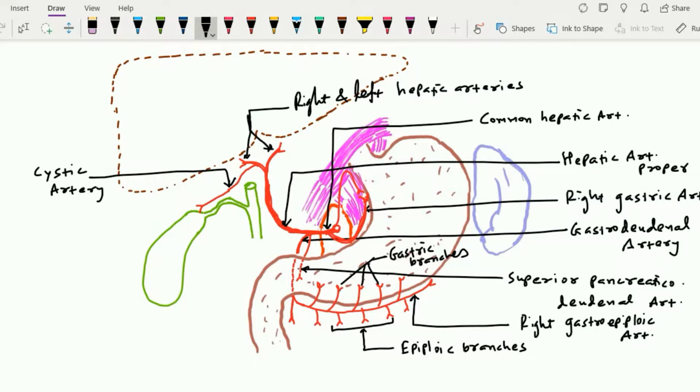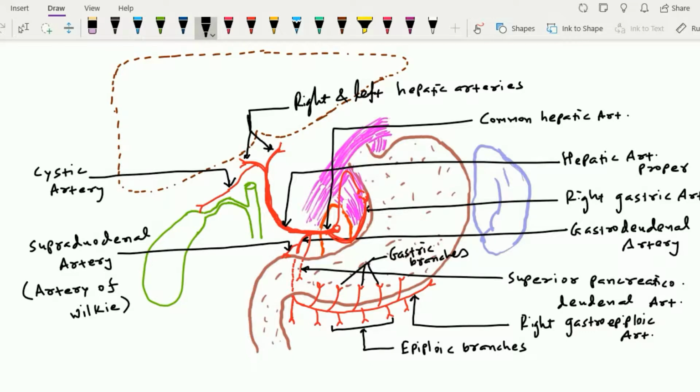This cystic artery has a variable course in different individuals, and it is surgically important. Sometimes this gastroduodenal artery provides one additional branch to the duodenum, called the supraduodenal artery, which provides blood supply to the upper margin as well as the adjoining surfaces of the first part of the duodenum. The supraduodenal artery is also called the artery of Wilkie, and it is an end artery. So all these are the branches of the common hepatic artery.